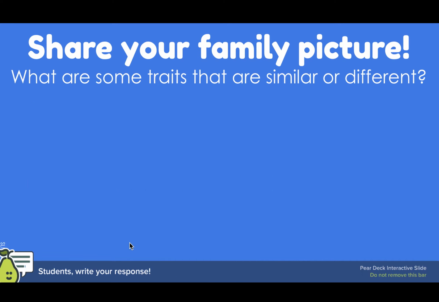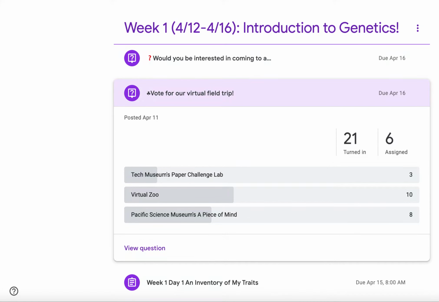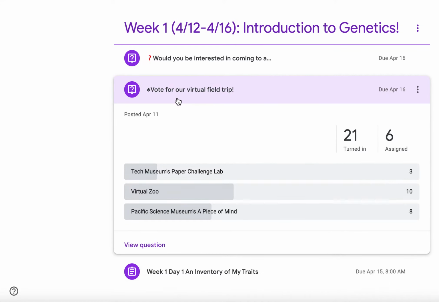Now that you come back, I want you to take a look at your family picture. In class, we had a chance for everyone to share the family picture and we shared some traits that you find are similar or different between you and your family members. Today, we are also going to take a look at the traits that all of us share. So let's take a look at our assignment for today.